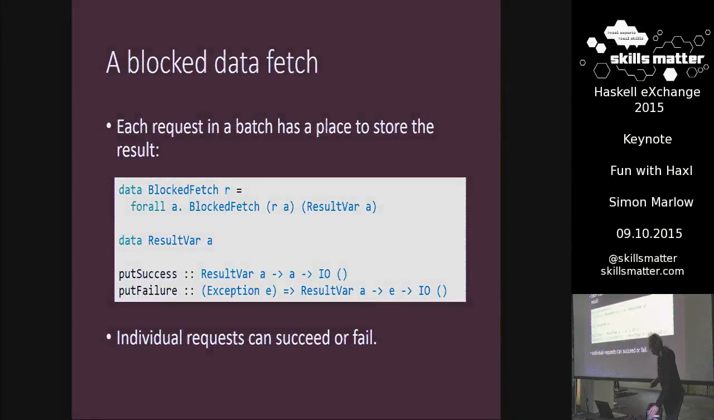So what's the BlockedFetch type? A BlockedFetch represents a single request that's waiting for a result. So BlockedFetch is actually an existential data type. The type variable here represents the result of the request. So BlockedFetch contains a request parameterized by some result, and there's a result var here that you can put the result into. And the reason this is qualified here is because we might have blocked fetches for different result types within that list.